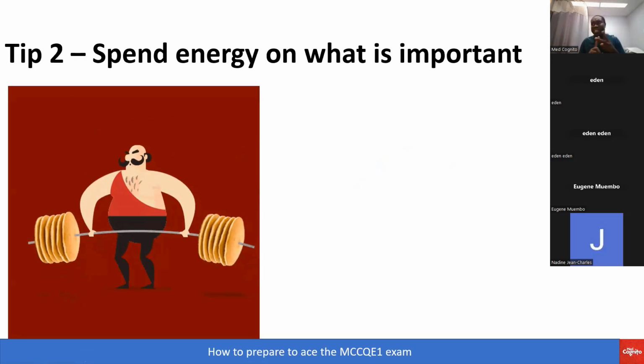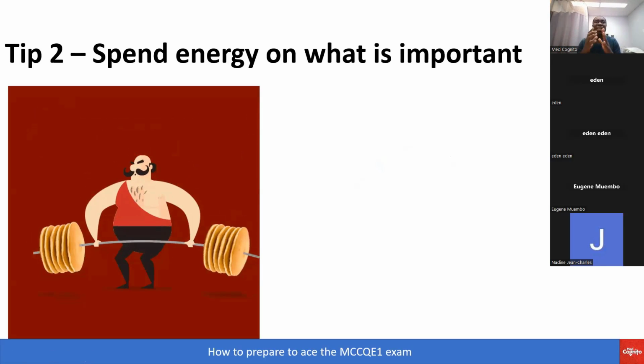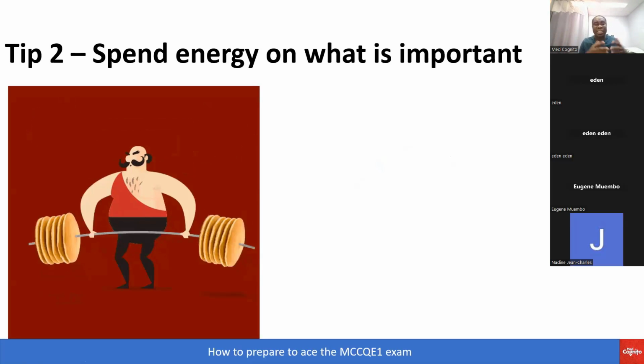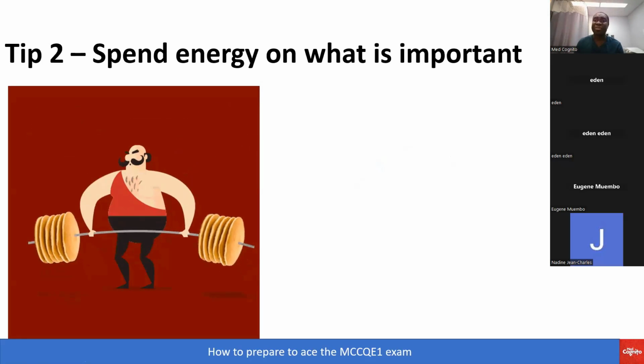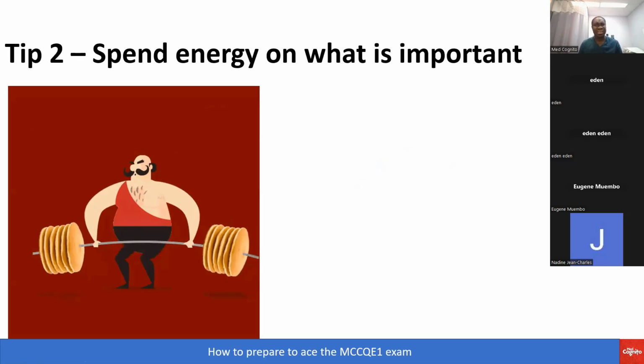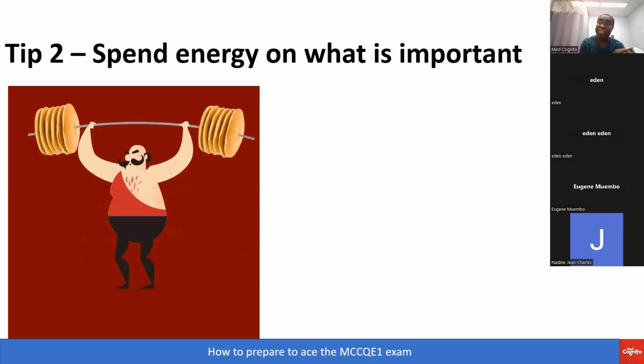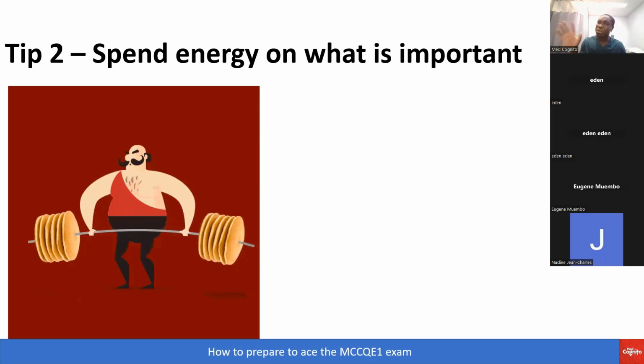Number two, the next tip we need to focus on is spending time and energy on what is important. At times when I'm talking to a lot of candidates, they tell me, oh, Dr. Bruni, I've read through the whole of Toronto Notes. I go like, really? No, don't do that. If you are spending your time reading through the whole of Toronto Notes, know very well that you are using a wrong approach. There's nothing wrong with Toronto Notes.